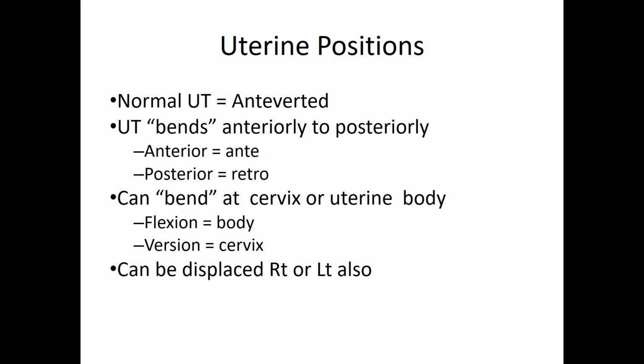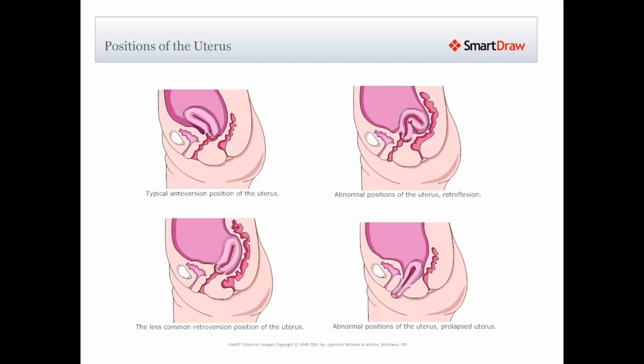So the way I remember this, flexion is in the body. Version sounds like cervix, version with a V. So version is when it flexes at the cervix. And then flexion is just at the body itself. And we can also have what we call dextro or levo, where it flexes to the right and left. But you'll get that next quarter. I will not ask you about this at all this quarter. But here's some different types.